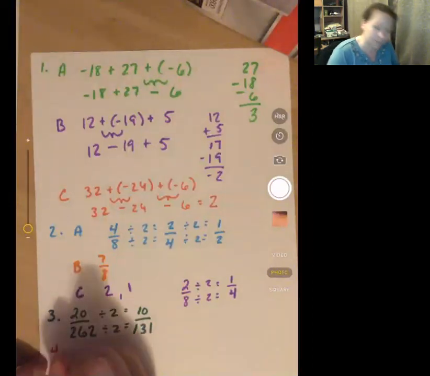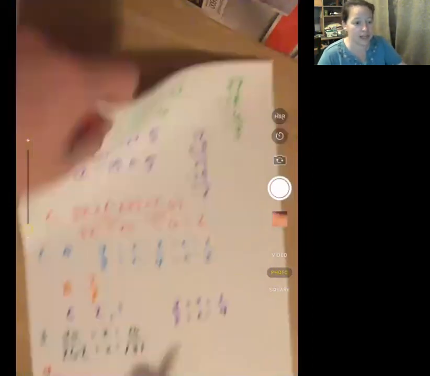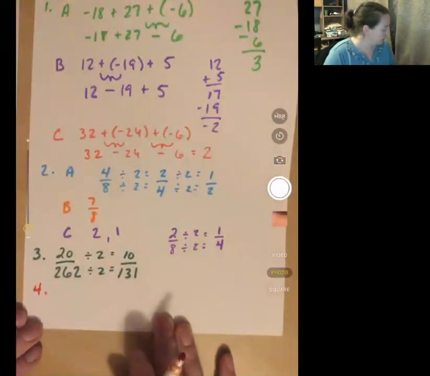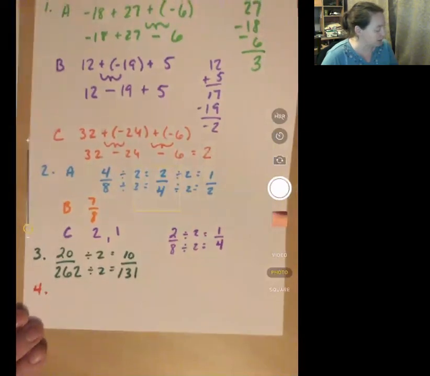Number 4 says, the experimental probability that a delivery service will deliver a package late is 3%. An employee at the delivery service predicts that 45 out of 15,000 packages will be delivered late. Is this prediction reasonable? Okay, so let's figure out how much the actual probability is of this happening.